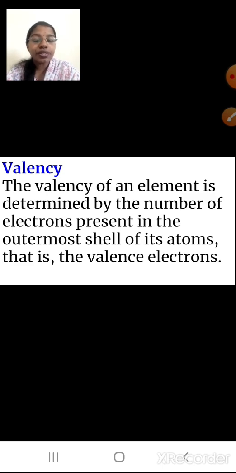For example, a simple one, the first element, hydrogen. It has only one electron in its outermost shell, and if it wants to become stable, it has to accept one electron, then it will have two electrons and the duplet will be complete. So can I say the valency of hydrogen is 1, because it has one valence electron in the outermost shell. Students, did you understand? I hope you know this concept of valency. Now how this valency is seen across a period or a group, that we are going to see.